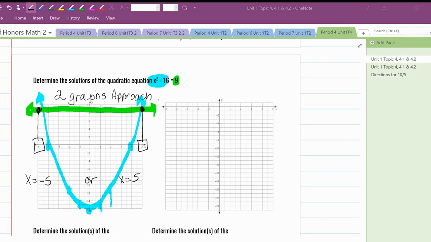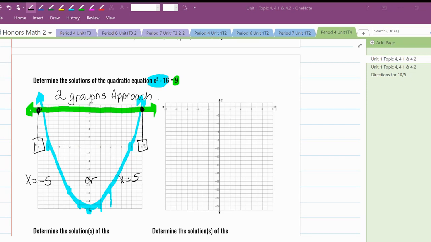And our graphing technology will do this for us. So let's grab that and let's go ahead and put in x squared, take away 16. And then our second graph is going to be y equals 9. And we're going to graph it. I'm not even going to get concerned that I don't see the whole thing here. As long as I see the intersection, I'm good.